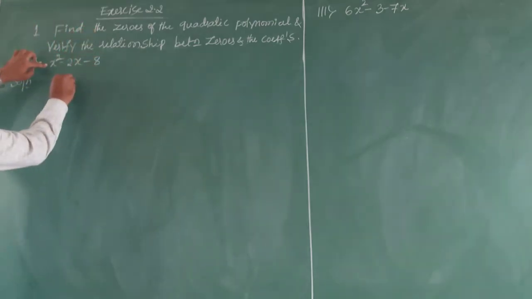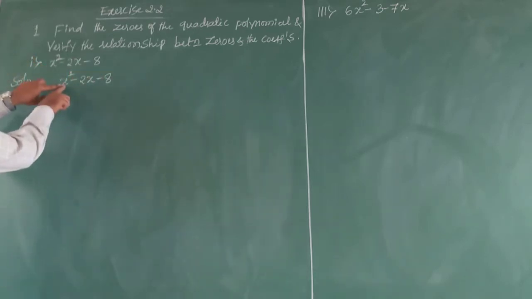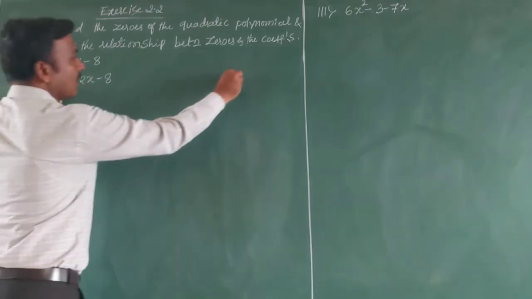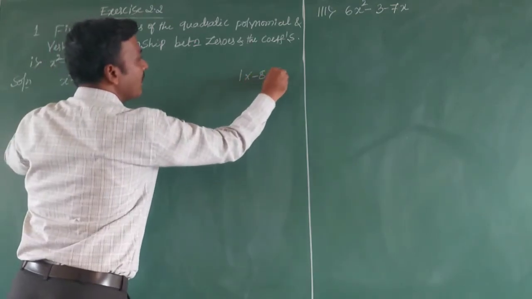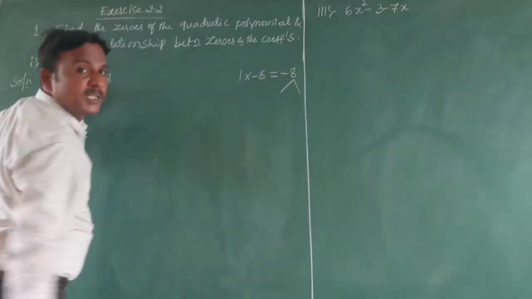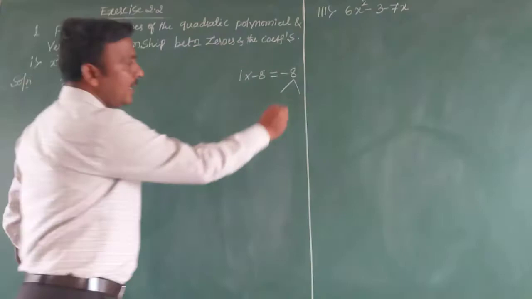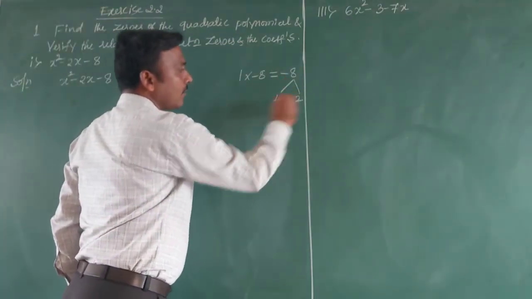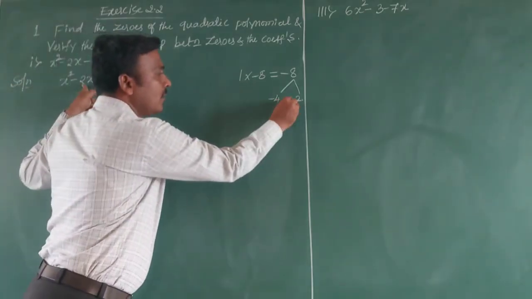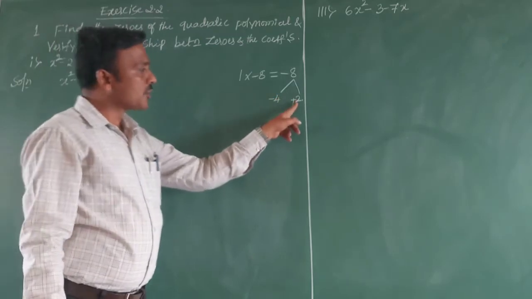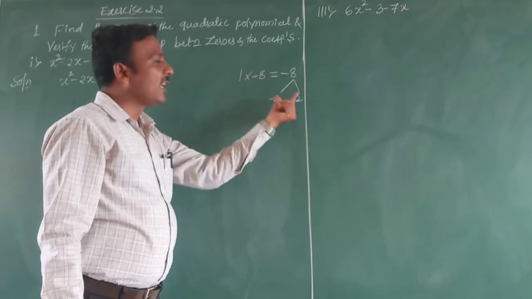Solution: x square minus 2x minus 8 is the quadratic polynomial. We have to split the middle term. See, the coefficient of x square is 1, the constant term is minus 8. 1 into minus 8 gives us minus 8. Split minus 8 so that the sum or difference of those two numbers is minus 2. 4 times 2 is 8, but we need minus 2, so I take minus 4 plus 2. Minus 4 plus 2 gives us minus 2, and minus 4 into plus 2 gives us minus 8. Like this you have to split the terms.